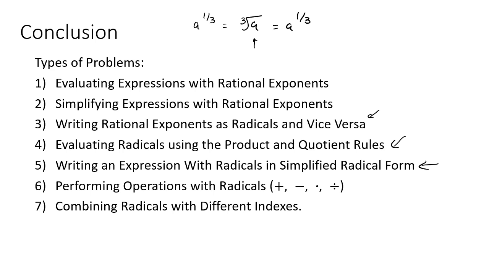You should be able to perform operations with radicals, addition and subtraction. They have to be the exact same, inside and index. With multiplication and division, it's a little bit more forgiving. They just have to have the same index. And then last but not least, you should be able to combine radicals with different indexes by writing the radicals as rational exponents and getting a common denominator, like we did in example 7.